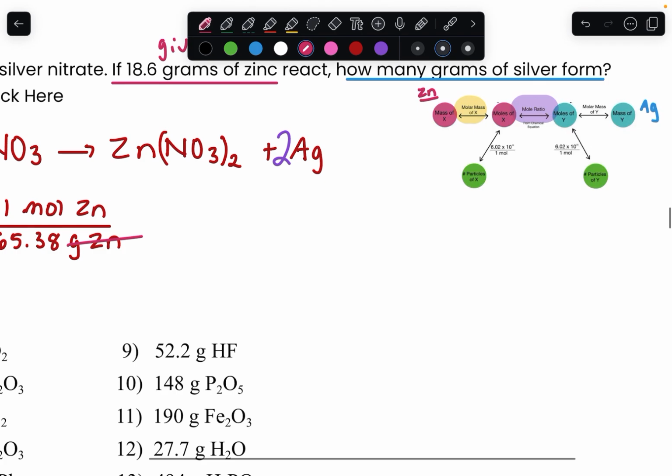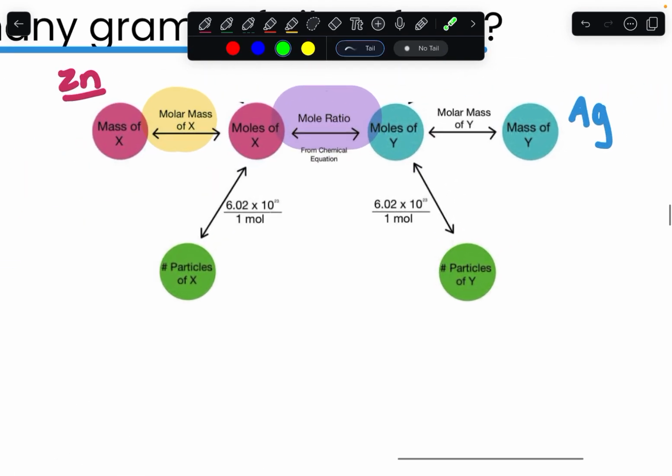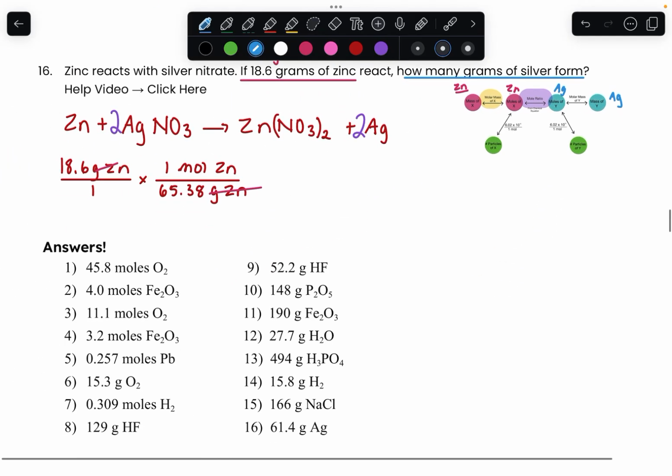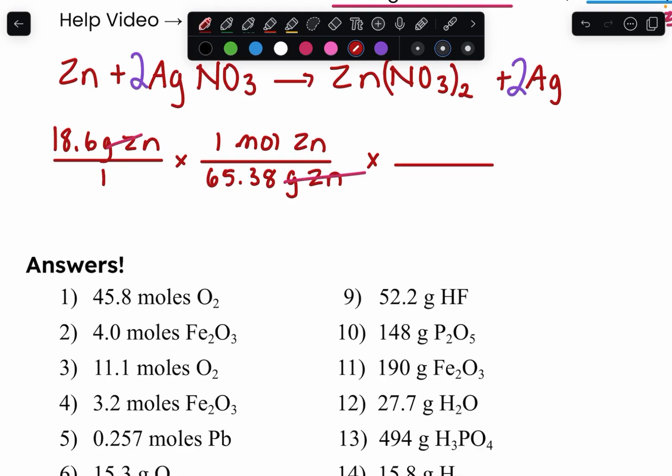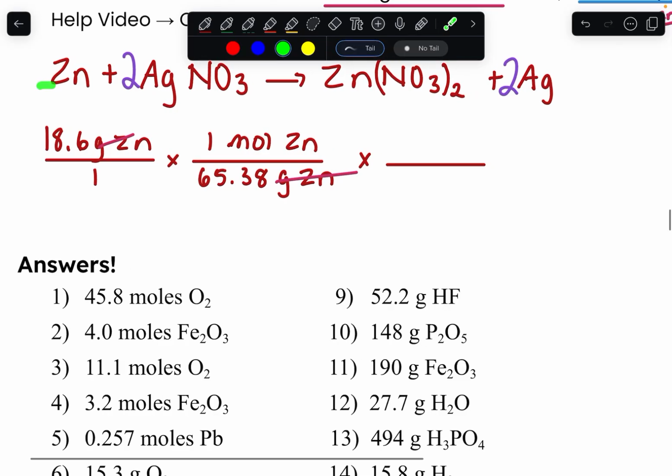If I take a look at my stoich map, I need to get from moles of X, which is my zinc as a reminder, into moles of Y, which is going to be my silver, in order to get eventually to grams of Y. So I need to use a mole-to-mole ratio from my balanced chemical equation. Luckily, we just balanced that chemical equation, so that shouldn't be too hard to figure out. If I look at my chemical equation, there is no coefficient in front of zinc, which means that there is a hidden coefficient of 1.